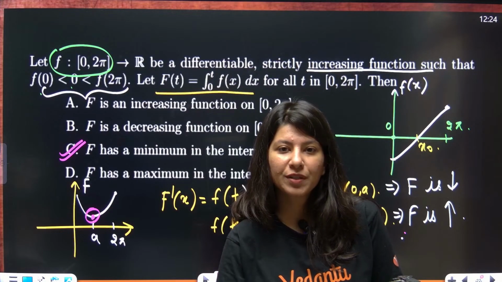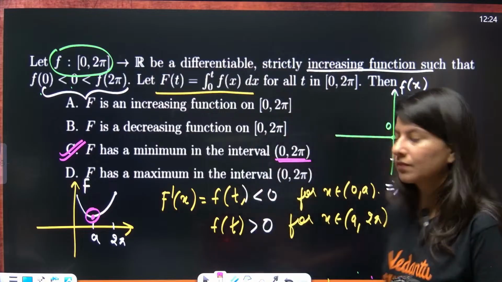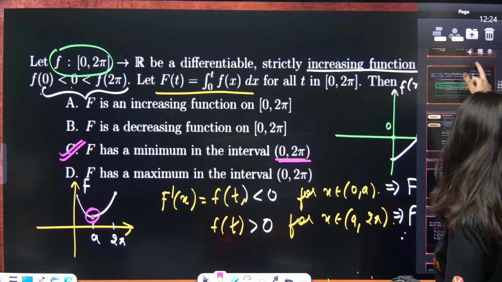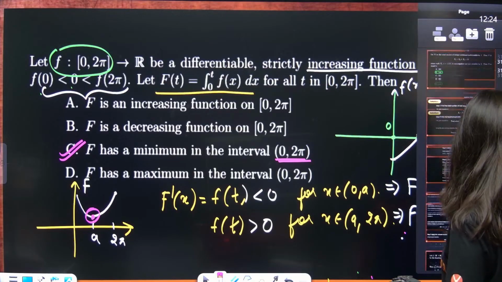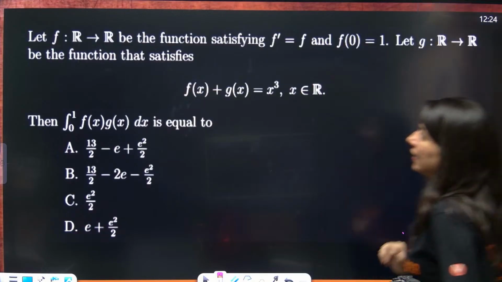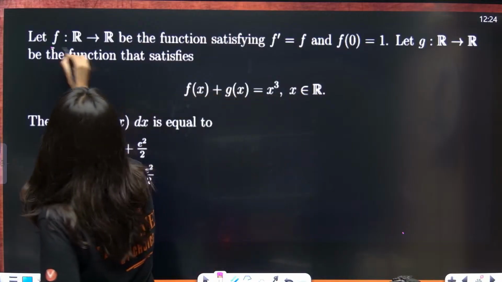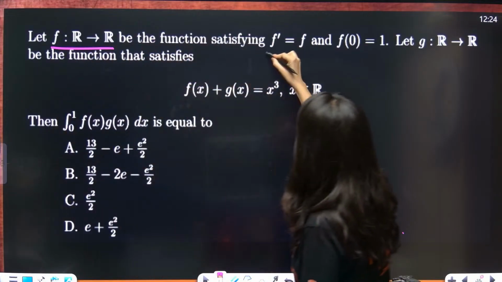Shall we move on to the next problem? Alright, the next problem is also, I would say, a doable problem, my dear students. Let's do it. Let function f from R to R be the function satisfying this.